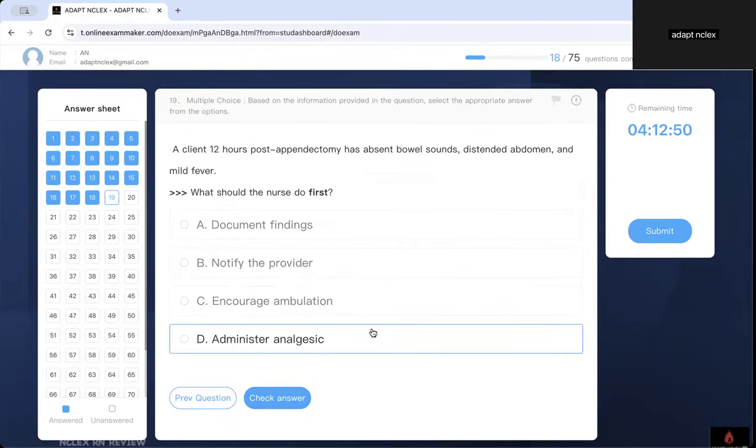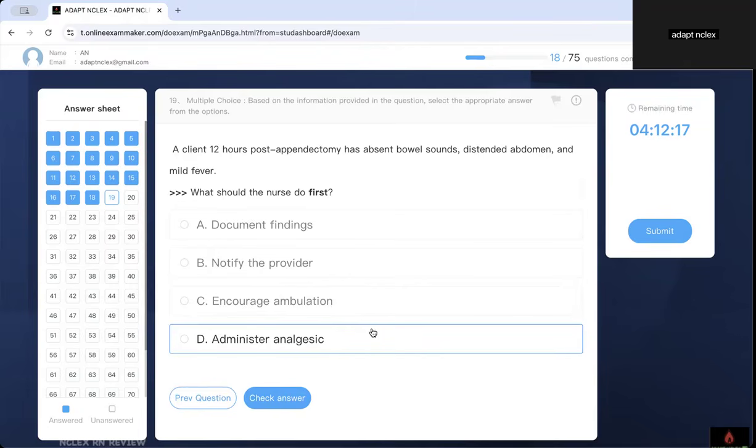A client 12 hours post-appendectomy has abnormal bowel sounds. Risk reduction, pay attention, risk reduction. This is where we're preventing risks, right? Absent bowel sounds, distended abdomen, and mild fever. What would you do to prevent risks? That is the definition this client needs. When you see a question like that, what should you do first? He has had surgery. He has all these symptoms. No bowel sounds, he is distended, he has a fever. What would I do first?